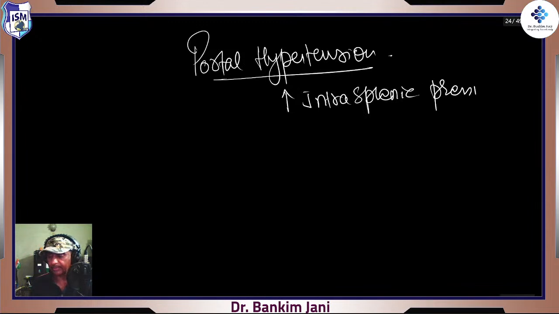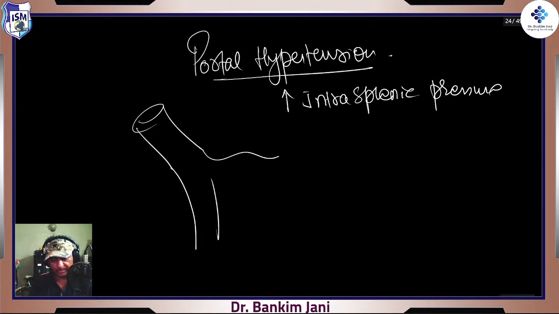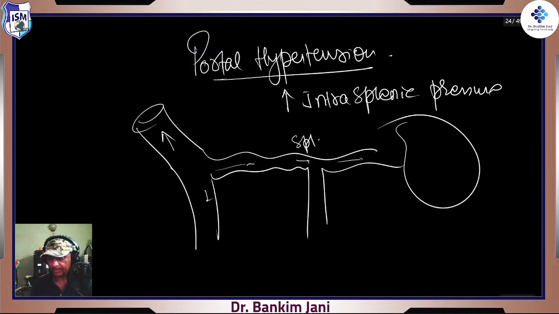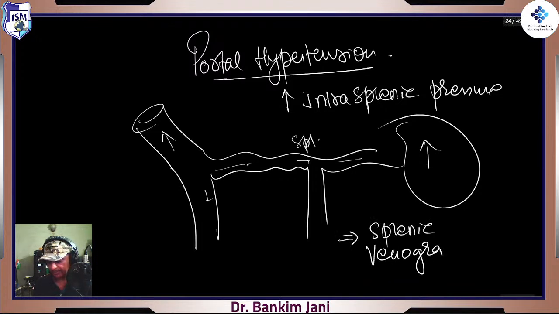So over here, that's the portal vein. This is the superior mesenteric, this is the inferior mesenteric, and this is splenic. So when the pressure is high over here, it is going to backfire everywhere. So that's where the splenic pressure would rise. And splenic venography can be done when you inject the dye and then you see the caliber and the vasculature, right? So that can be done.